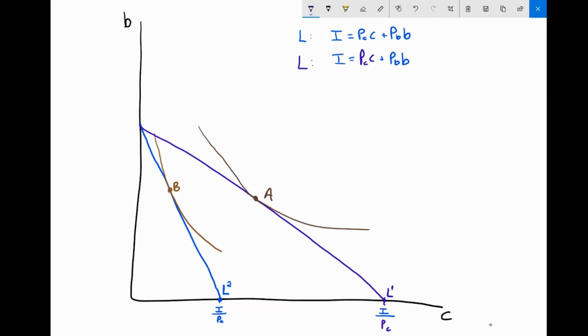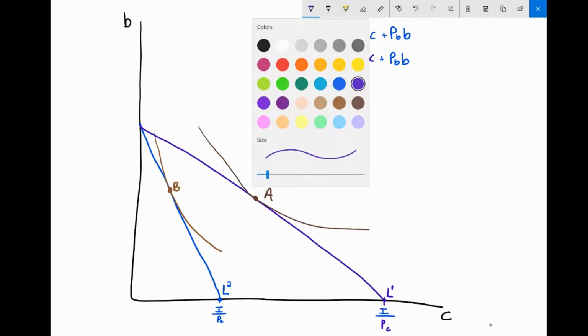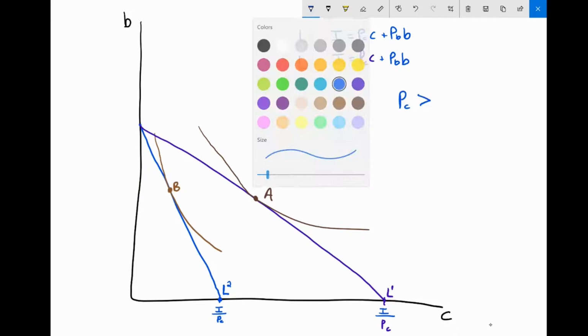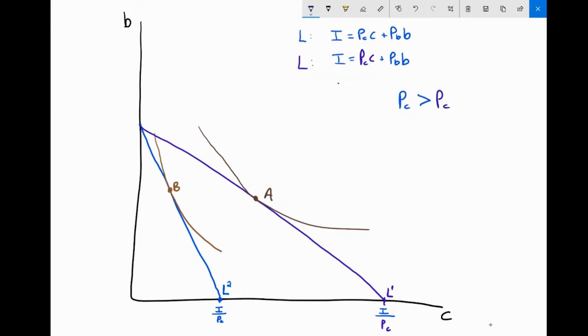Okay, and we can see here that the blue price is greater than the purple price. All right, so the blue price here is greater than the purple price. Just to help with our notation here, I might give a little dash mark here to represent this price. Okay, so here we go.